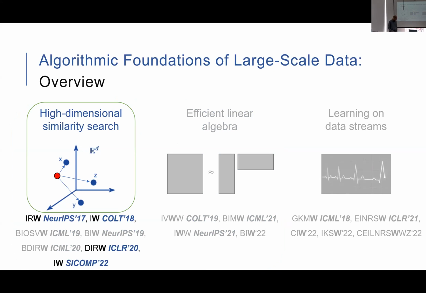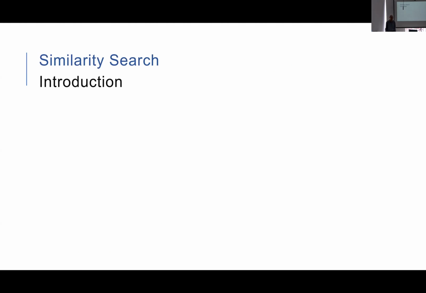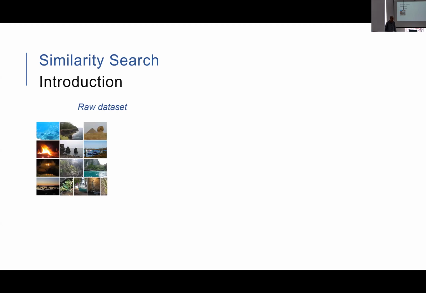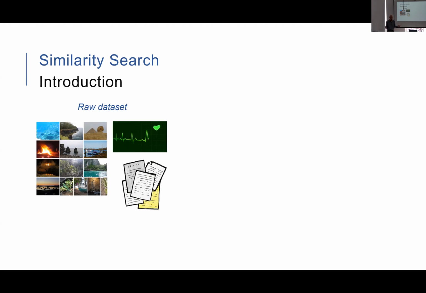Okay, let me start with high-dimensional similarity search. Let me know along the way if you have any questions, and I'm going to start by defining the problem. So the similarity search problem is very simple. We usually start with some raw data set, a data set of objects. They can be images, they can be text documents, they can be anything else.